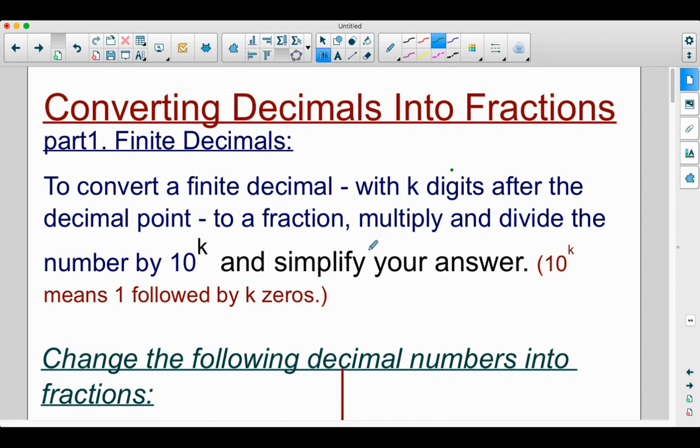Hello class, we are going to learn to convert decimal numbers into fractions. Let's start with simple decimal numbers, or what we call finite decimal numbers, decimal numbers that don't go on forever.